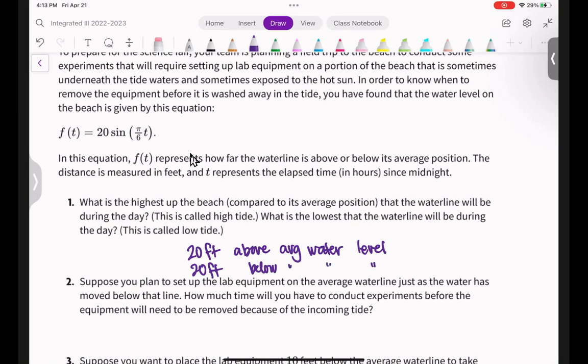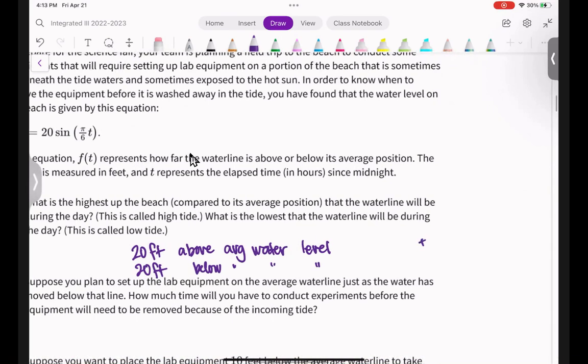So if you've ever heard someone say something along the lines of plus or minus 20, this is why they say that, right? Because your amplitude is going to take you however much above or below your average.